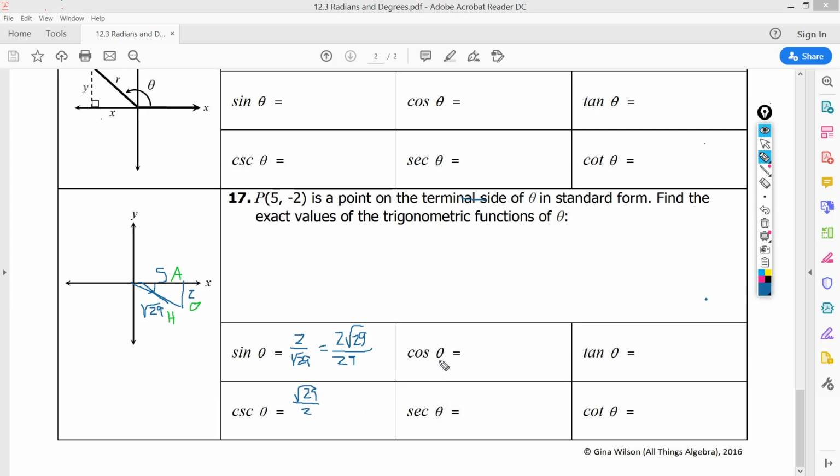That's easy, right? Cosine is adjacent over hypotenuse. Adjacent is 5, hypotenuse is root 29, so it's 5 over root 29. Then we have to simplify, so it becomes 5 root 29 over 29. For secant, flip this one, so it's root 29 over 5. For tangent, that's opposite over adjacent, so O over A is just 2/5, and the cotangent is the reciprocal of that, so it's 5/2.